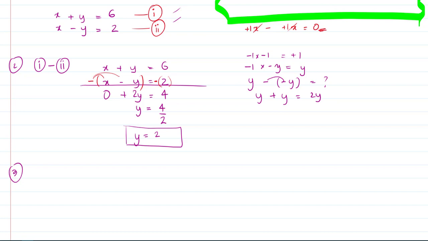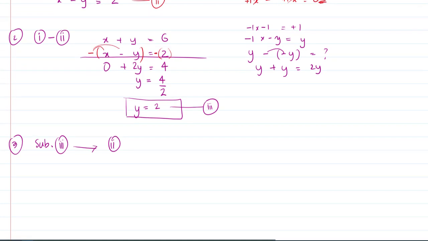So let's number this one as equation number 3. Okay, now we are going to substitute, let me rewrite this. Now we're going to substitute the third equation into the second equation. Wherever you see y in that equation, you replace it with the value.